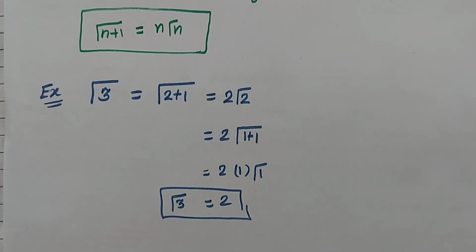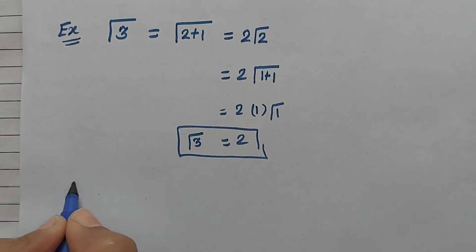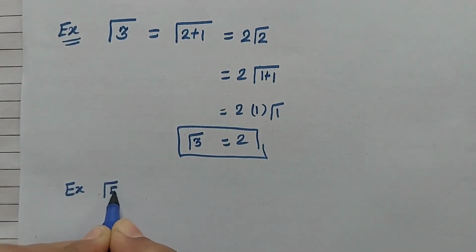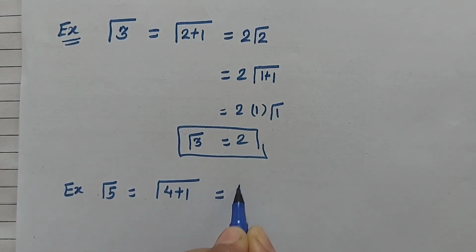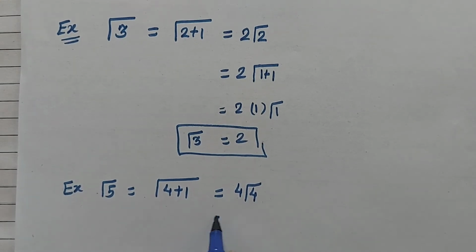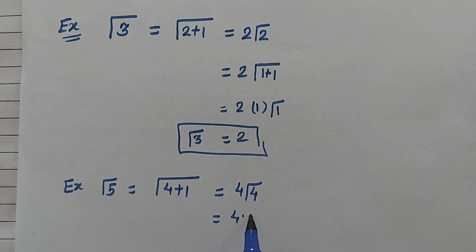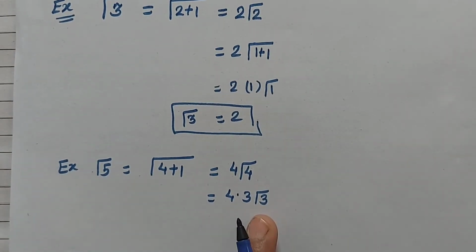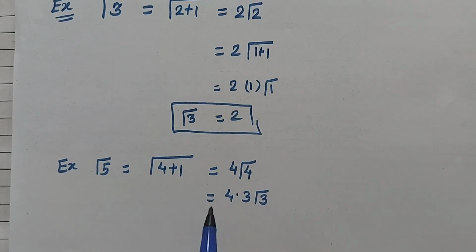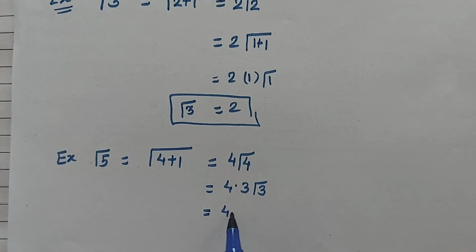In the same way, if we want to find gamma of 5, then 5 we can write as 4 plus 1. So here 4 gamma of 4. 4 is nothing but 3 plus 1, so it is 4 into 3 gamma of 3. 3 we can write as 2 plus 1, so in the next term it is 4 into 3 into 2 gamma of 2.